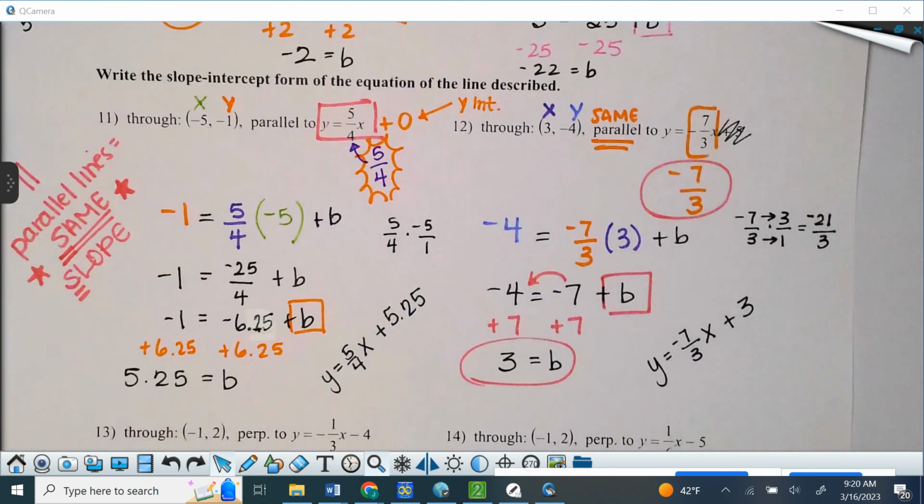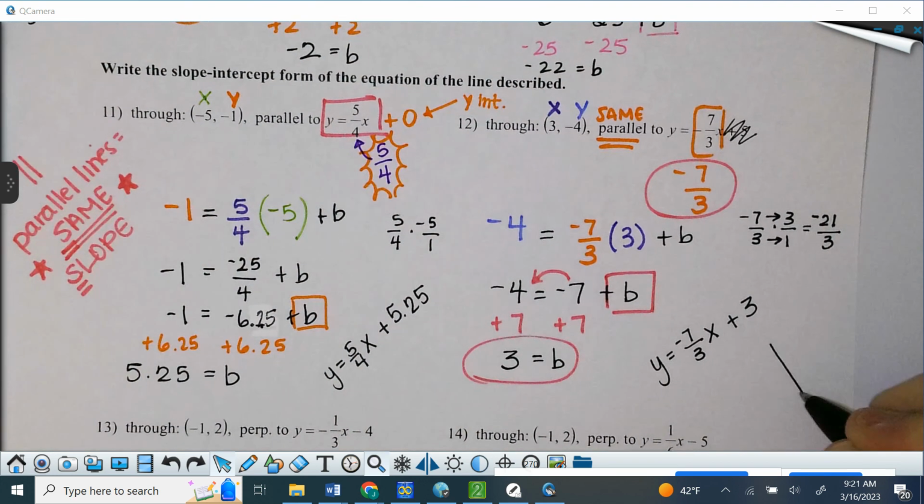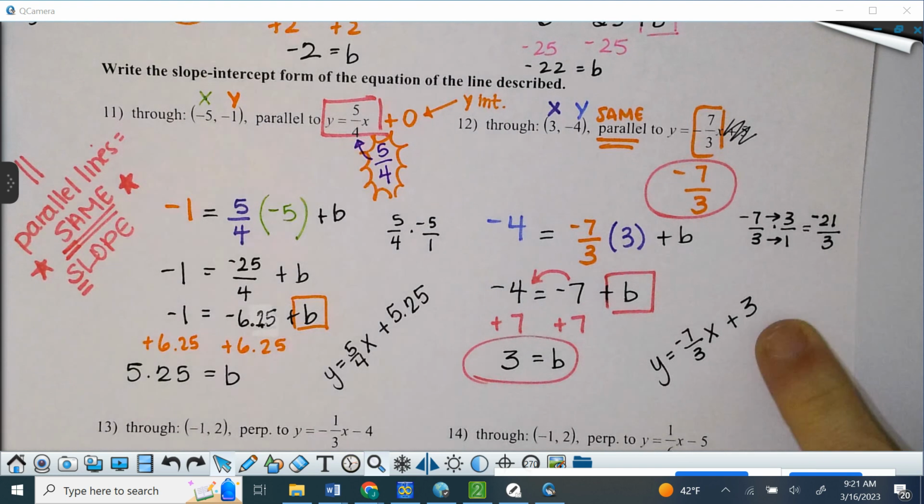Now this line is a negative line, so it would be decreasing. So as the x values increase, so as I look to the right, the y values are going to decrease. So increase, decrease is the relationship. So as I look to the right, the line should be going down. So it should look something like this. And it would cross the y-axis at a positive 3.